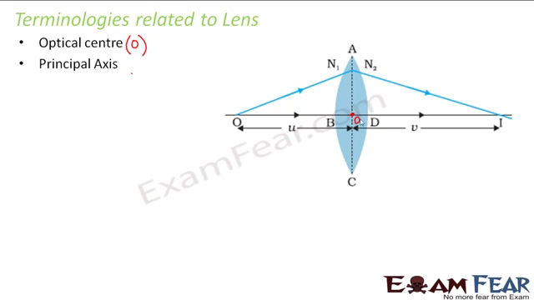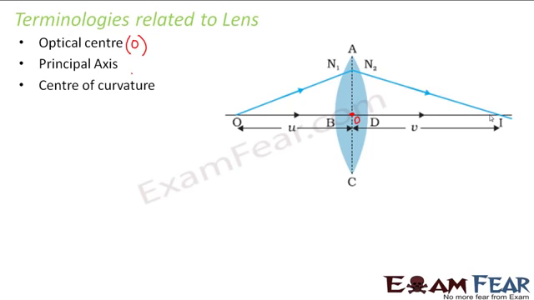Next is the principal axis. Here also principal axis is the line which joins this optical center with the center of curvature. Now here what would be the radius of curvature? This spherical lens is a part of a sphere. Similarly, this spherical lens is a part of a sphere. So both the spheres will have two radii of curvature. Now those points will be joined to the optical center through a line and that line is known as the principal axis. So here this is my principal axis.